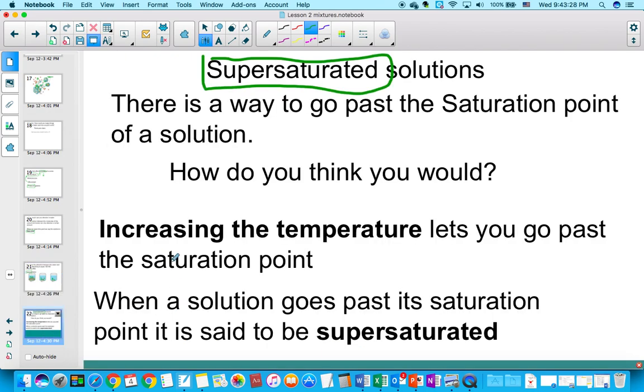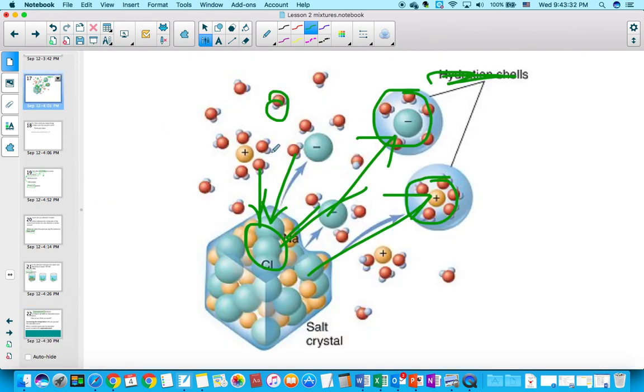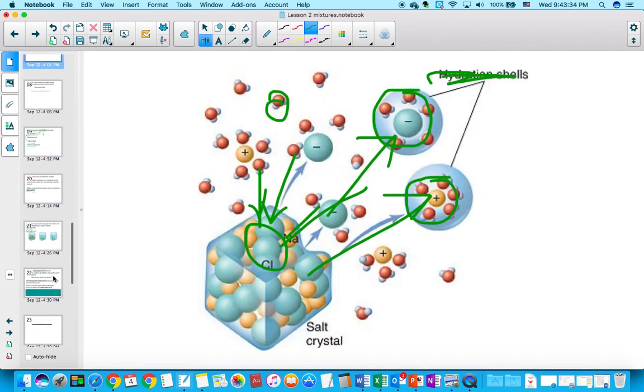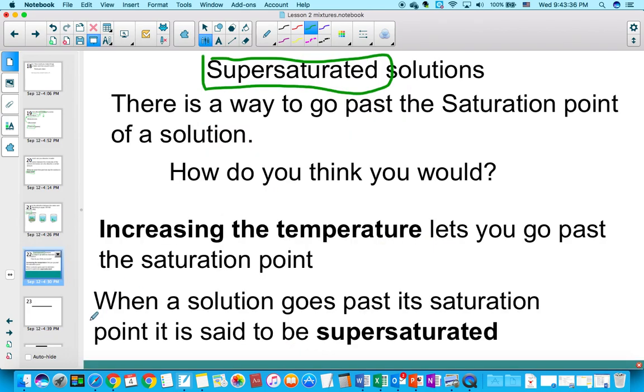Why? Because when you increase temperature, the molecules move faster. And because they move faster, they can pull that much harder. And so they can go past the saturation point. So let's say we had normal room temperature water, and you add a bunch of sugar. And as you add sugar, less and less of it is dissolving, and you start seeing it at the bottom.